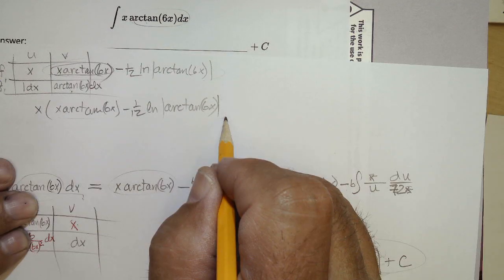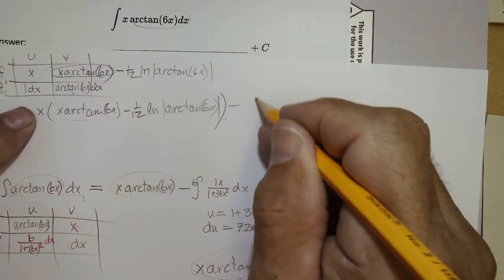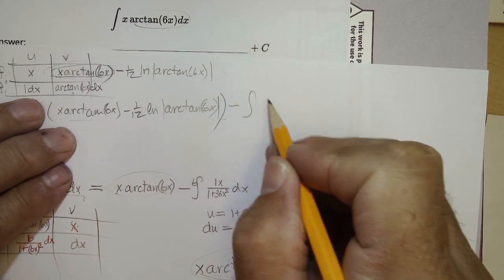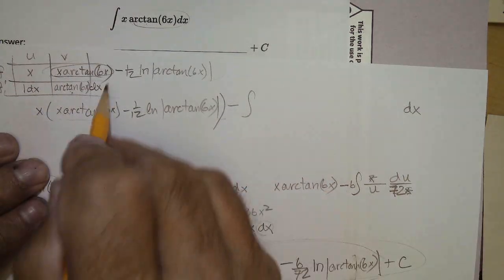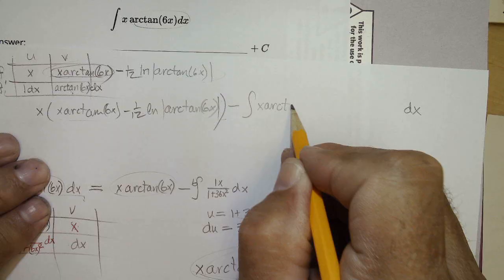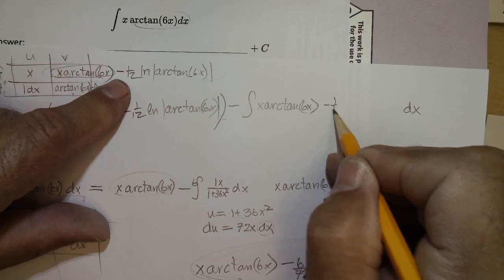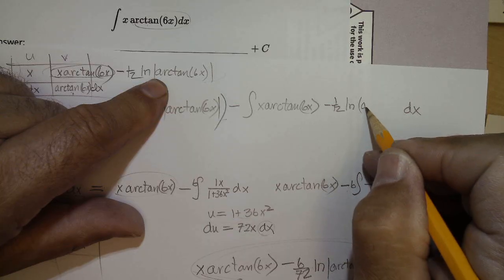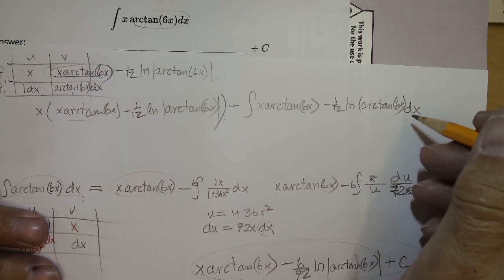u times v minus the integral of this times this. So it'd be, has a dx here and a 1 times all of this. So it'd be x arctangent 6x minus 1/12 ln of 1 plus 36x squared. I'm not liking this very much at all.